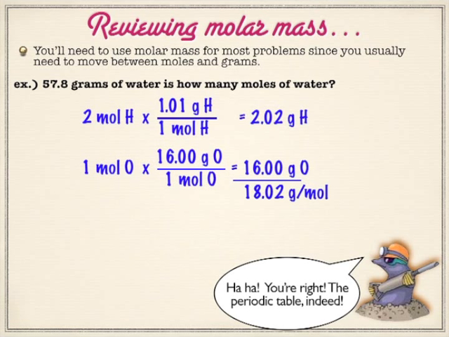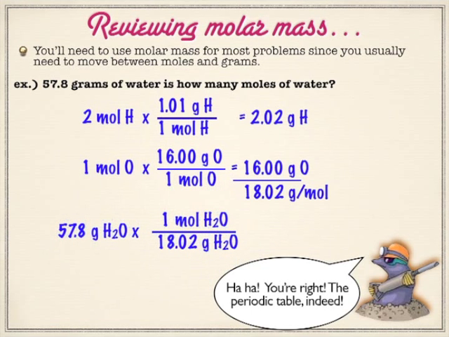And so remember what that tells us. If we had 18 grams of water, we would have a mole, or 6.02 times 10 to the 23rd molecules of water. And so I have 57 grams, so I should have a lot more than 1 mole. So we're looking at about 3 moles. And so if we do the math, 57.8 divided by 18.02, we end up with a little over 3 moles of water. And that makes sense because every 18 grams will give you 1 mole.